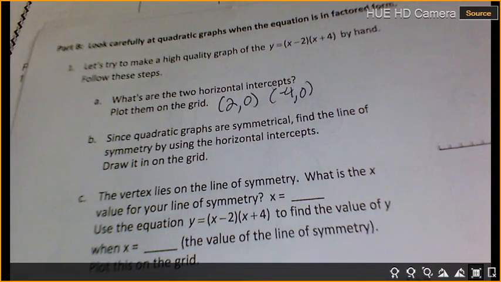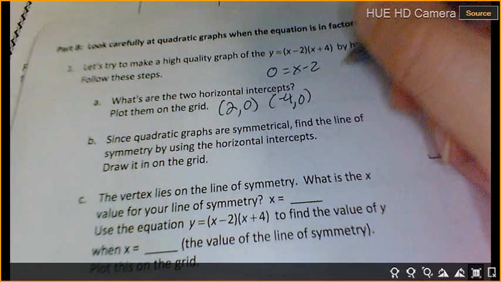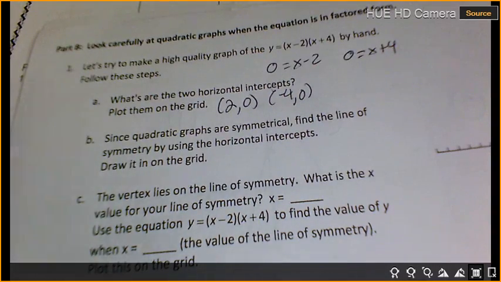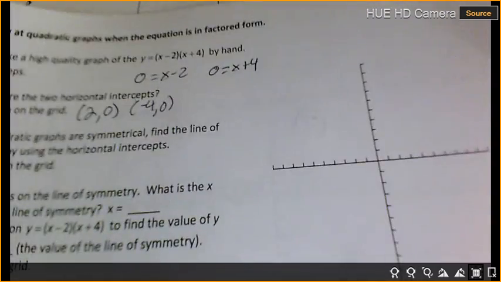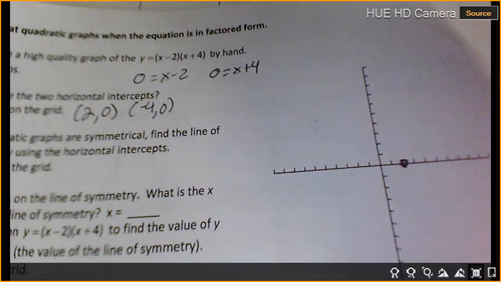Everybody okay so far? You can also do it like this. 0 equals x minus 2 and 0 equals x plus 4 and solve. But my shortcut is just to think of it as the opposite. Okay, since the quadratic graphs are symmetric, find the line of symmetry by using the horizontal intercepts drawn on the graph. So we're literally going to put a dot at 2, and we're going to put a dot at -4.